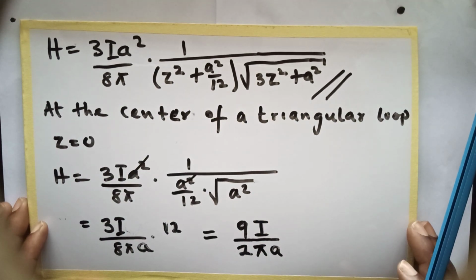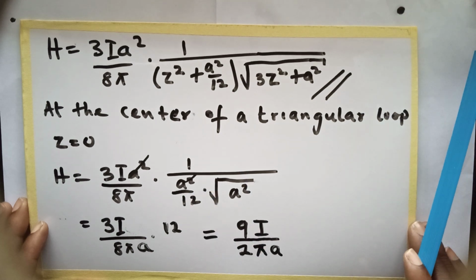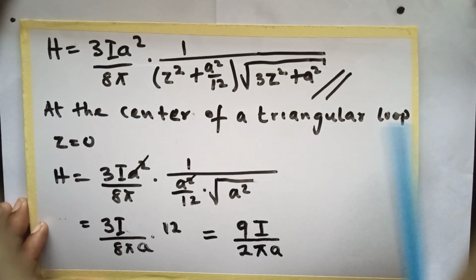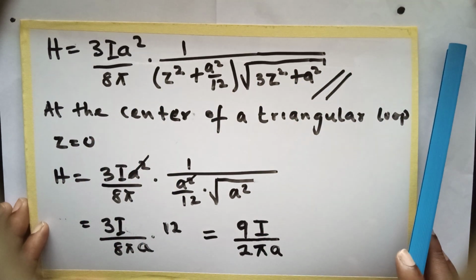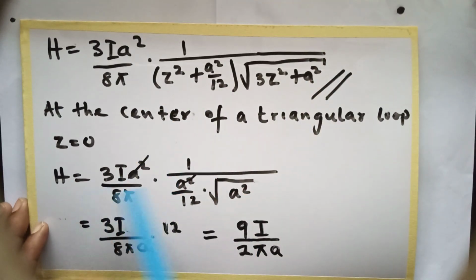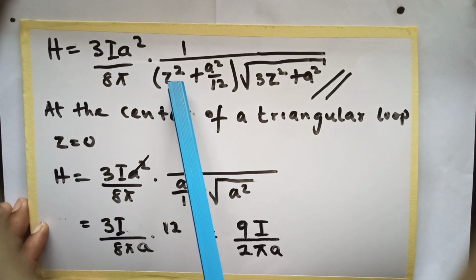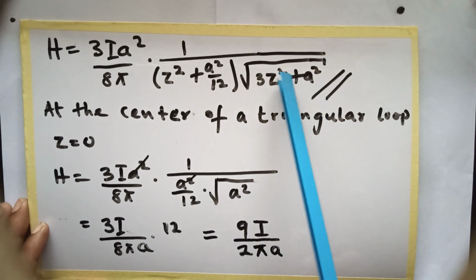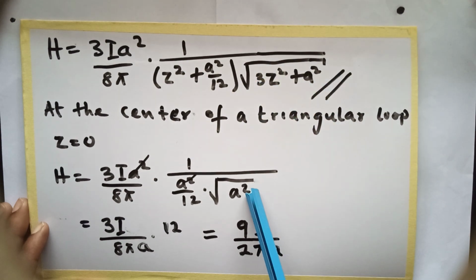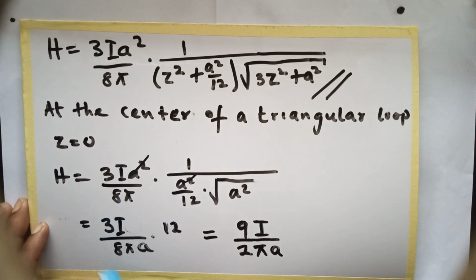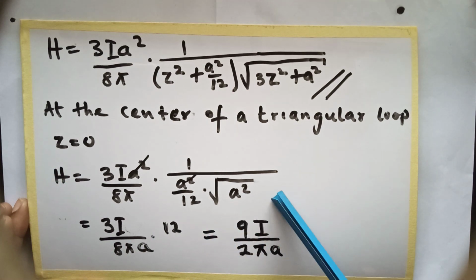Now you might be interested in calculating the magnetic field at the center of the triangular loop. So at the center of the triangular loop, z is equal to 0. And in so doing, this expression will reduce to this. So wherever you see z, it becomes 0. So you have a squared all over 12. Wherever you see z, it becomes 0, it becomes a squared. Square root of a squared is a. This a squared cancels this a squared, and you are left with this expression. Now 4 will go in 12, you have 3. 3 times 3, 9. 4 that went in 12 also divided 8, leaving 2. So at the end of the day, our H is equal to this.